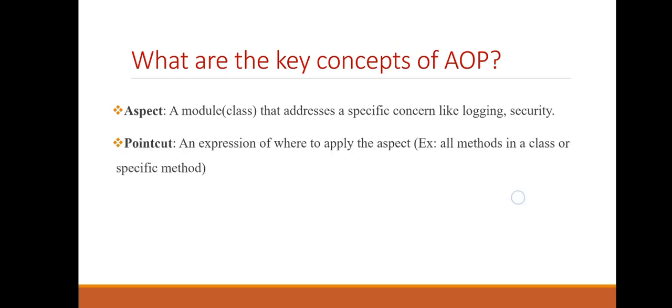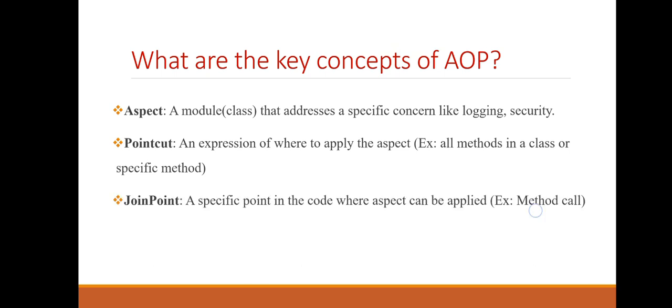Next, pointcut. It is an expression of where to apply the aspect. For example, in our application, we can apply the aspect anywhere in our program. But we want to restrict that, right? So that can be done with the help of this pointcut. So this is nothing but some kind of expression, and it refers to only specific methods or all methods in a particular class.